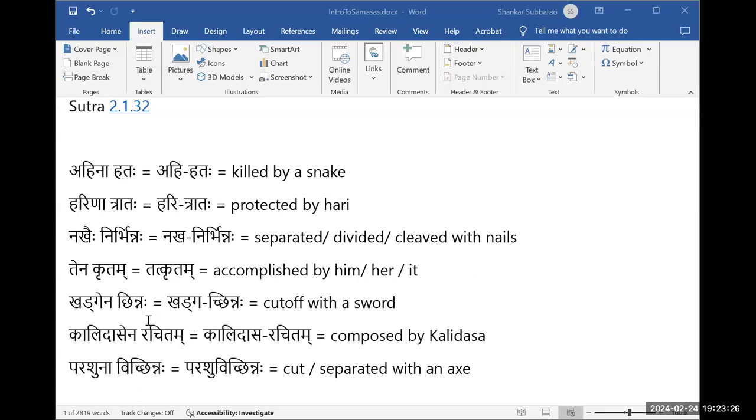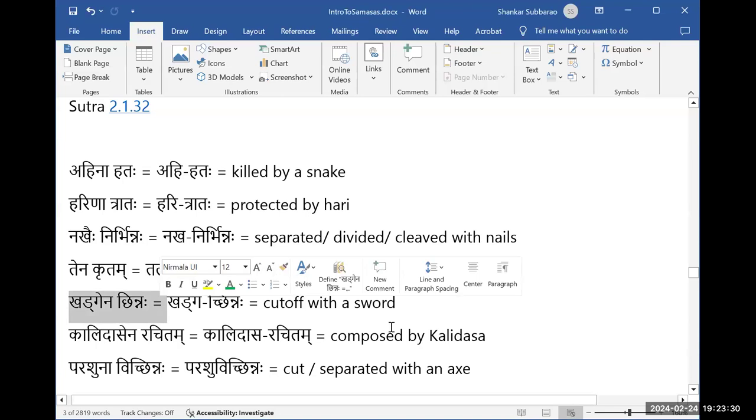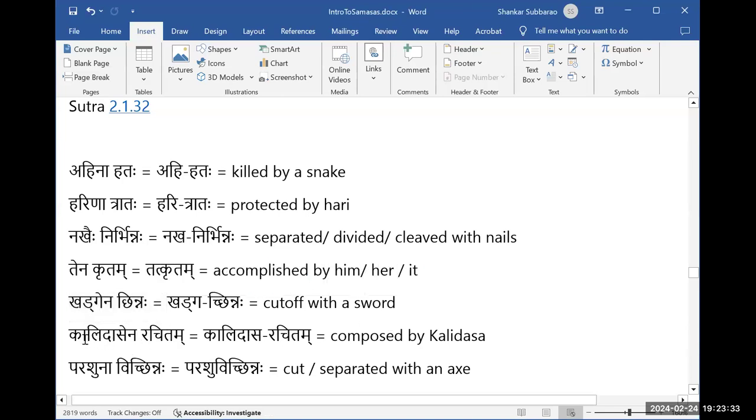Tat kritam. Then khadgena chinnaha, khadga chinnaha. Now, Kalidasena rachitam. What is Kalidasena? What kind of third case? Kartari or Karane? That's my doubt. Karta. Good. So what does it mean now? Kalidasa kritam means what? It was composed by Kalidasa. Perfect.